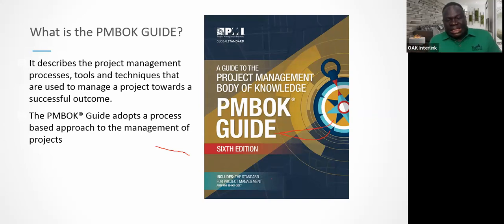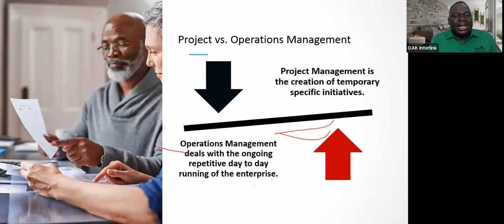Now, the Project Management Body of Knowledge Guide adopts a process-based approach to the management of projects. That is the 6th edition. But we have the 7th edition today, which is a newer edition of this guide, which is hinged on principles and project domains. Project domains are similar to what we call project areas.